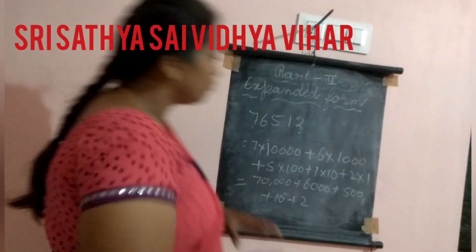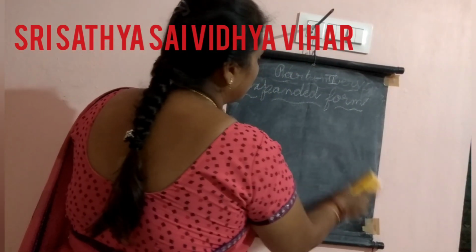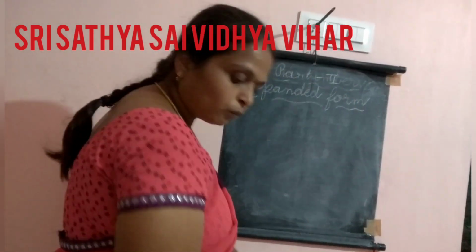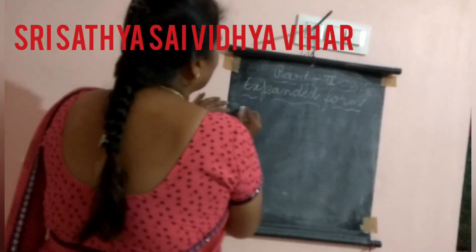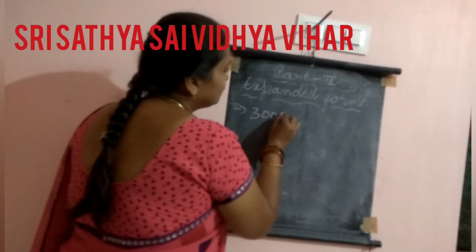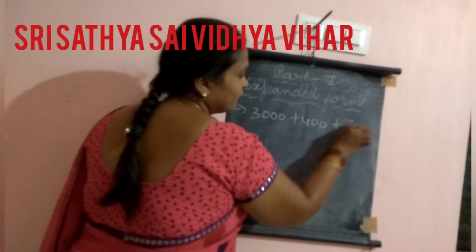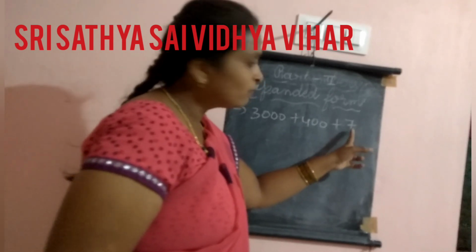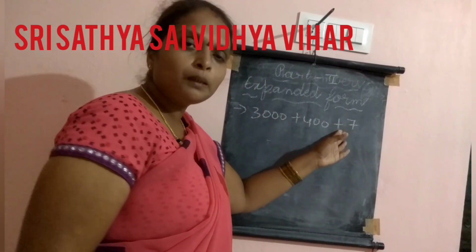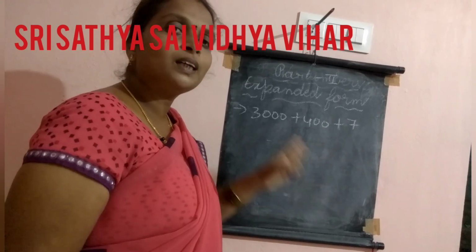If the expanded form is given, we can also write the number in the short form. Here see, 3000 plus 400 plus 7 is given. This is 1's place, this is 100 place, this is 1000 place. What is the missing place here? 10's place. So you have to write 0 in the 10's place.